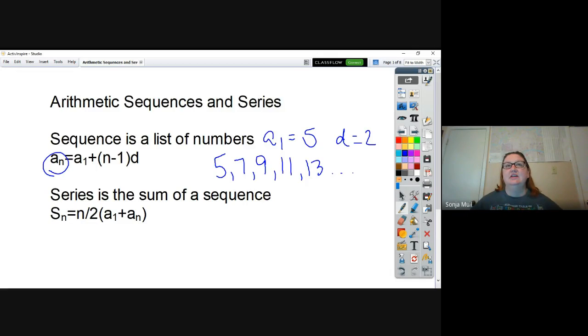A series is the sum of the sequence. So if we added up all the numbers in this sequence above, then we would get the series. We call that S sub n, because if we're adding up a list of numbers, we have to have a finite number. So how many do we want? Then we plug this in this formula: n divided by 2 times a sub 1 plus a sub n.